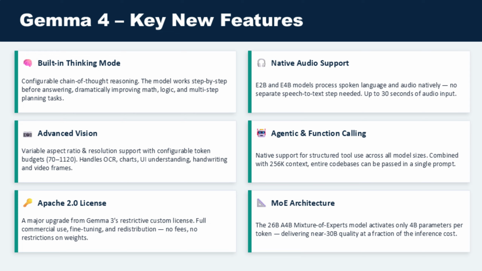And of course, a new one is the Apache 2.0 license. This is more important for businesses that are going to use Gemma for their work. They can use it without problems because the Apache license is a lot more open. It doesn't need fees, and they can use it for free. And of course, we have a new architecture here. We're going to see it later in more detail, because the architecture is the most important factor for the performance of the model.